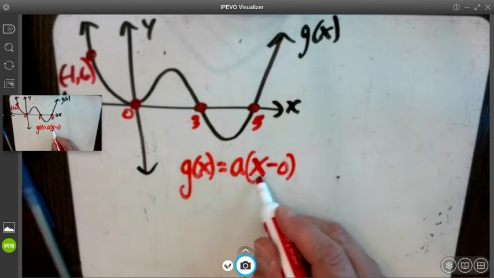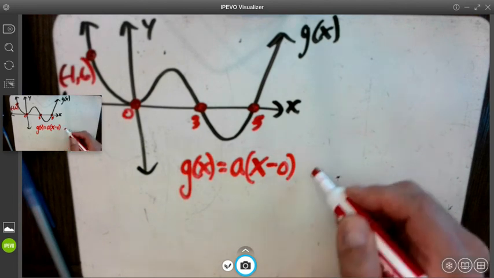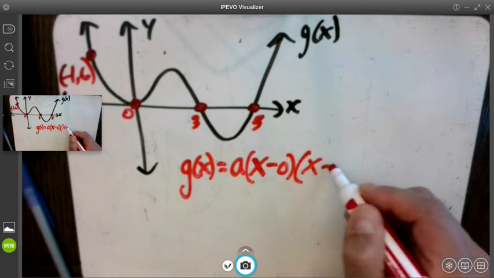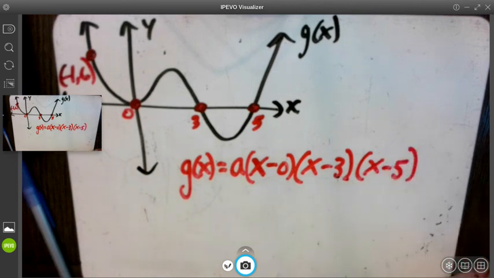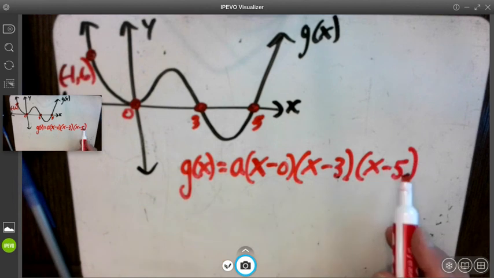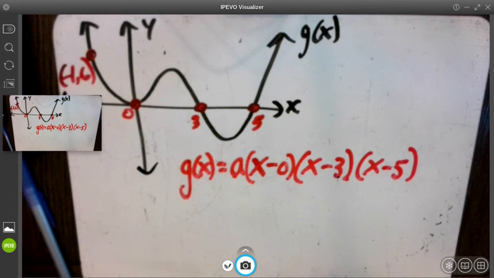Now you'll never see me in class. I would never write x minus 0 because we all know that's just x, but I want to make sure that we're understanding root form. This is just like factoring from way back in the day when you guys first learned it. This is the shell of the polynomial. We just have to figure out the a, and then we have to figure out, will this actually be something to an even positive power?